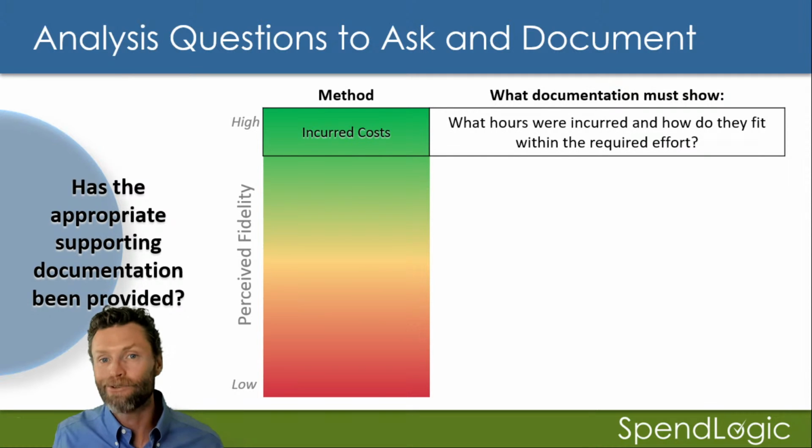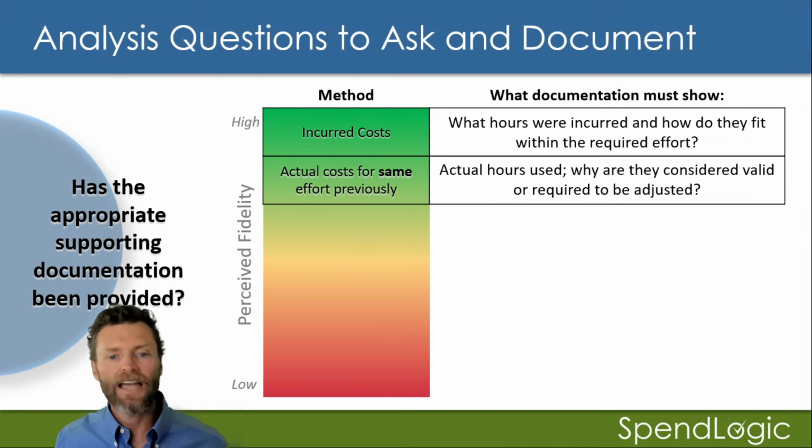This is why you don't want to go out on UCA very often, right? Or close it down as much as possible. You want to make sure that you're negotiating what's going to happen, not getting stuck with a bill for what already has happened. Next. Actuals for costs for the same effort previously.